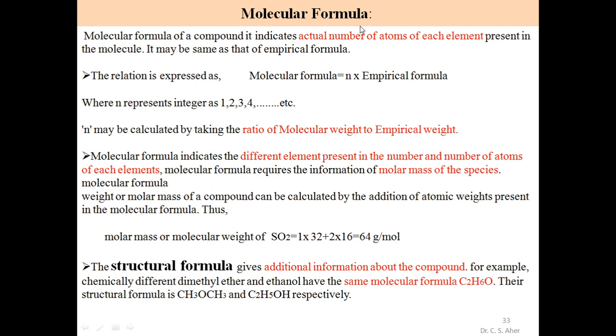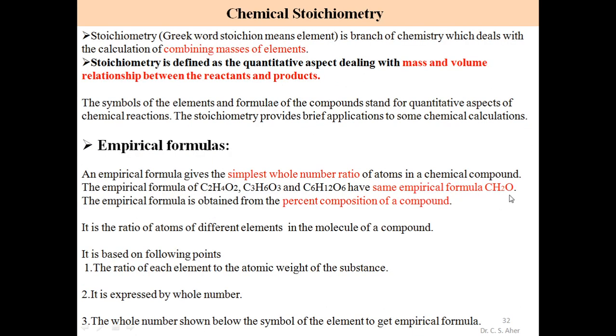Now the molecular formula. The molecular formula of a compound indicates the actual number of atoms of each element present in a molecule. It may be the same as that of the empirical formula. See the previous slide. This is the empirical formula, and there are three different molecular formulas. So this is the actual number of atoms of each element.